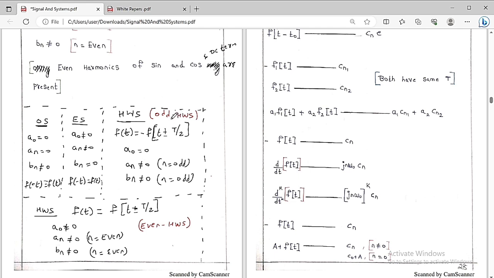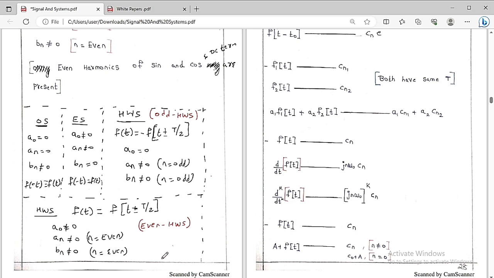Therefore, in the case of odd half-wave symmetry, f of t is equal to minus f of t plus or minus T by 2. So a0 is equal to 0, an is not equal to 0 for n equal to odd, and bn is not equal to 0 for n equal to odd. That is the reason only the odd harmonics of the sine and cos terms are present, and so it is called the odd half-wave symmetry.